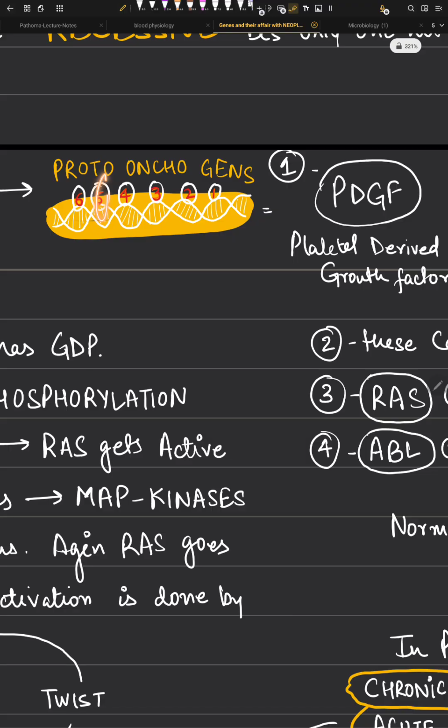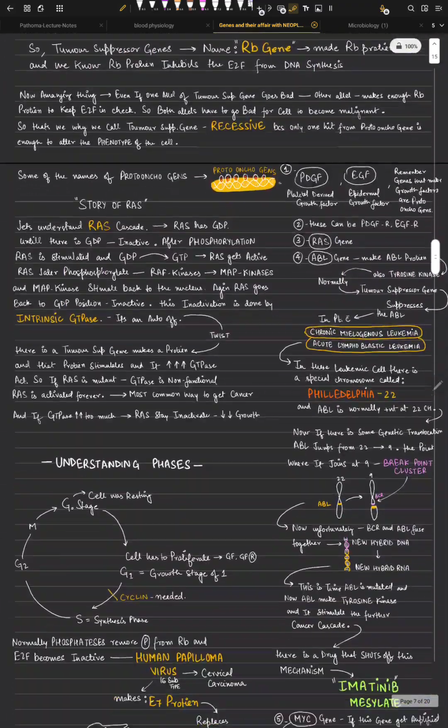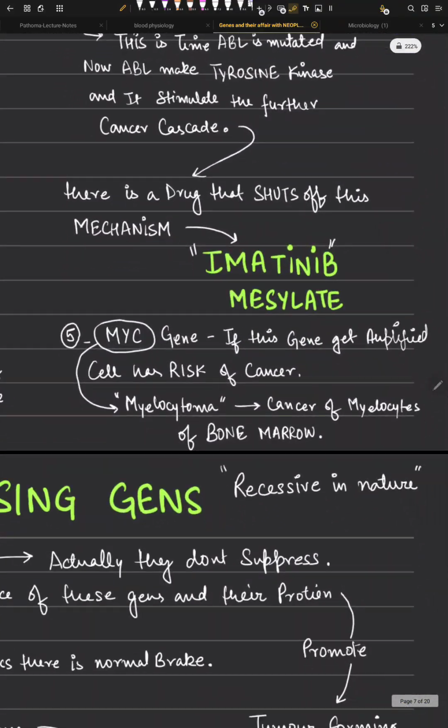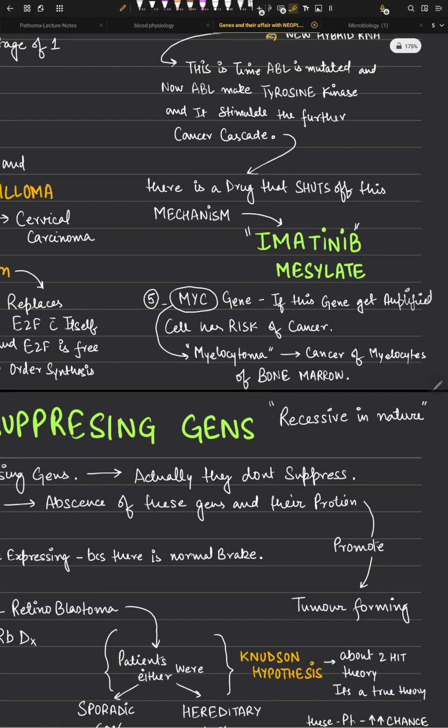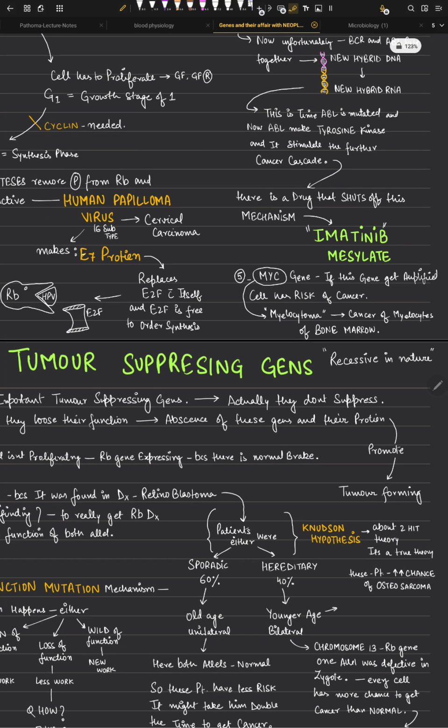Okay, so fifth gene, what is that fifth gene? The fifth gene is the MYC gene. Okay, MYC. If this gene gets amplified, this proto-oncogene proliferates and becomes an oncogene. This MYC gene becomes oncotic, and the cell has a high risk of cancer. Which cancer? Myelocytoma, the cancer of myelocytes of the bone marrow, right?